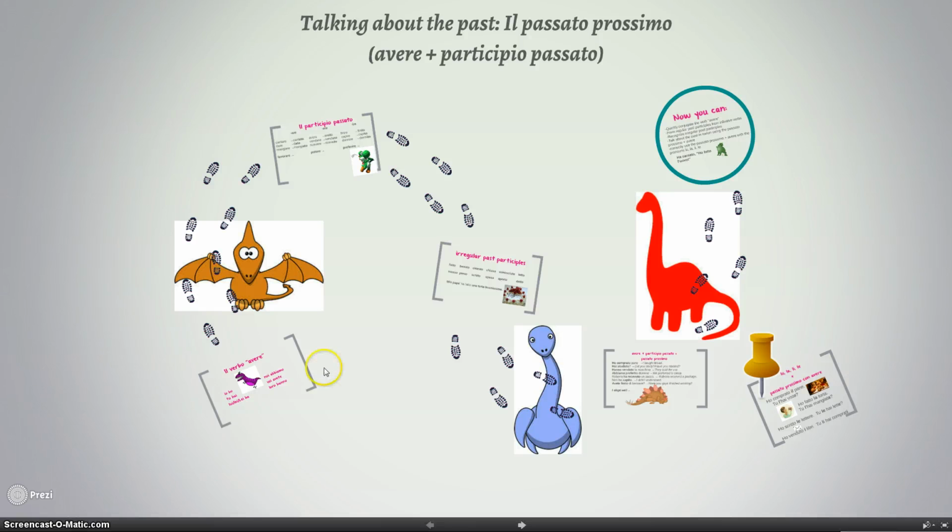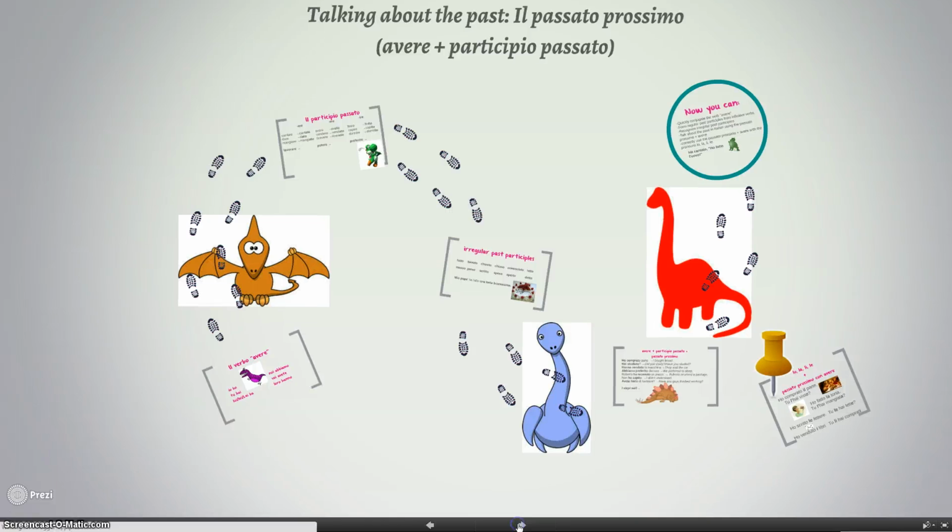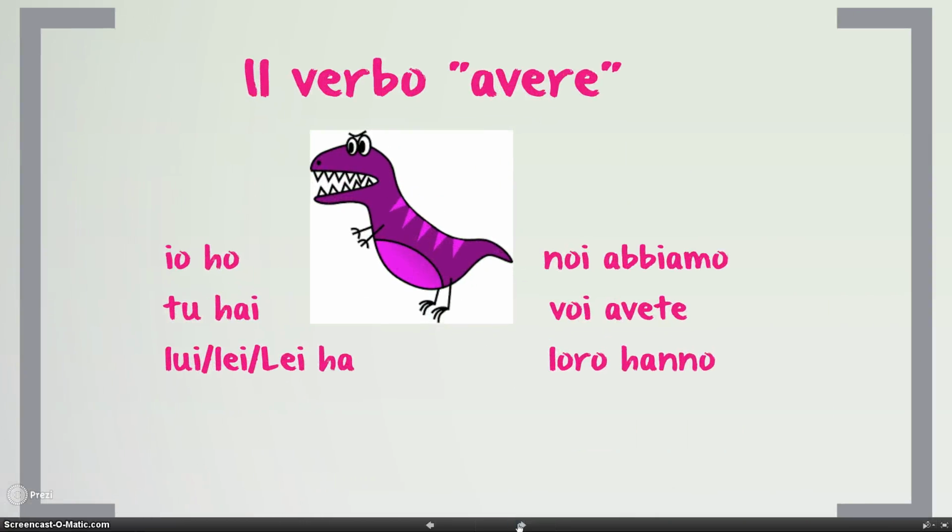So let's begin with a quick review of forming the verb avere. To conjugate the verb avere in the present tense: io ho, tu hai, lui lei ha, noi abbiamo, voi avete, loro hanno.